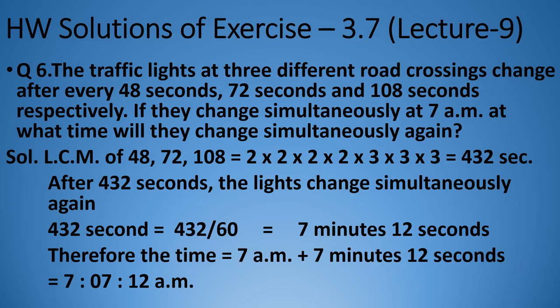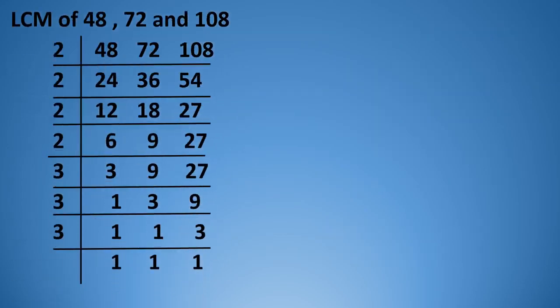So the next light will change simultaneously at 7 a.m. plus 7 minutes 12 seconds, which is equal to 7:07:12 a.m. Now see, this is the working of LCM. Okay, check your answer.